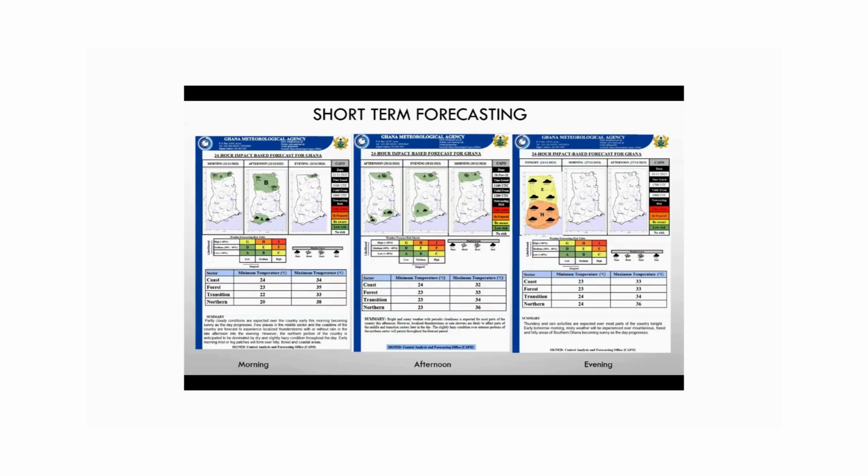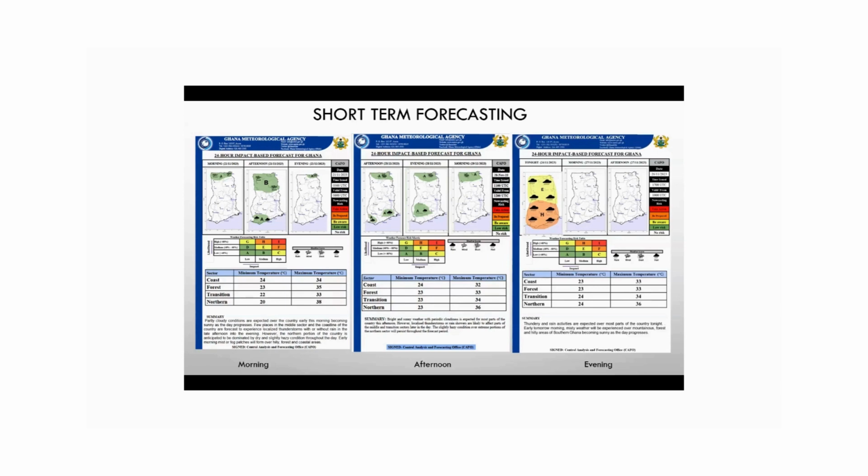So in a day, we have three times of forecasts. We have three different types. We have the morning one, which comes out at 5 a.m. Then we have the afternoon one, which comes out at 11 a.m. And then we have the evening one, which comes out at 5 p.m. Latest by 6 p.m. it is out.